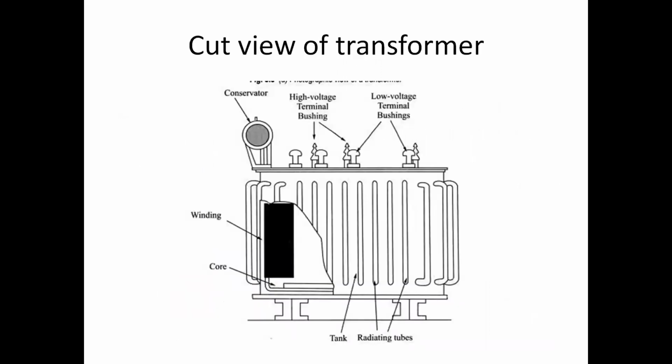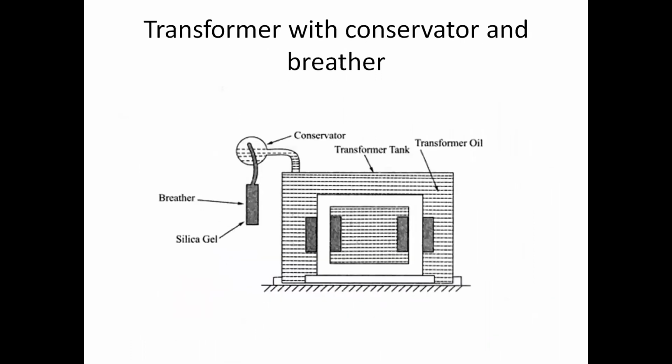Core type, then oil type transformer. There is an oil type conservator tank and breather. A breather filled with silica gel is there, and oil is filled. But generally on board we use a dry type.